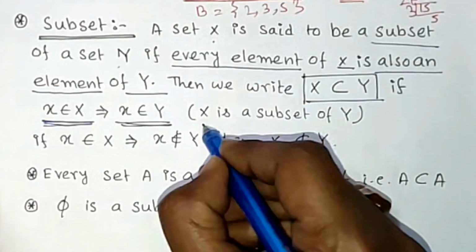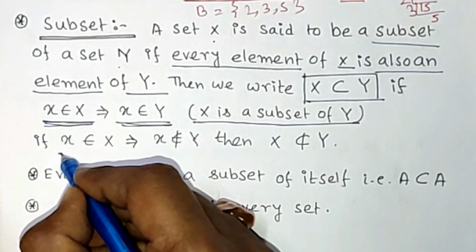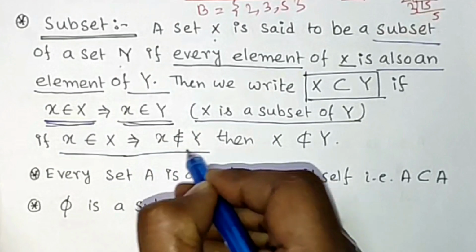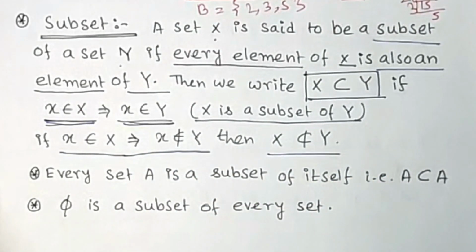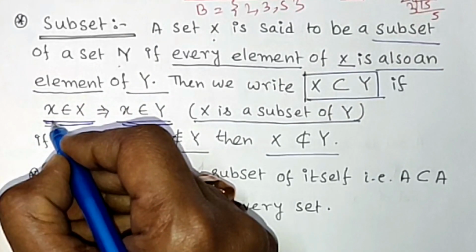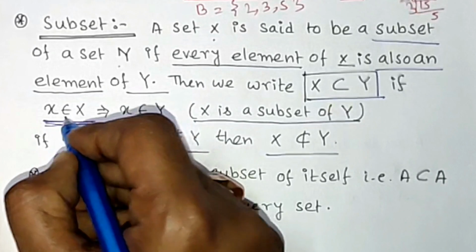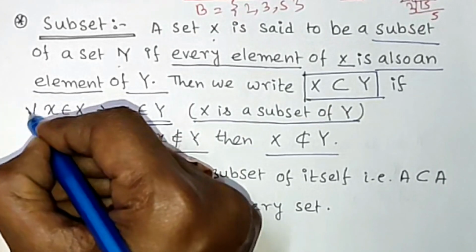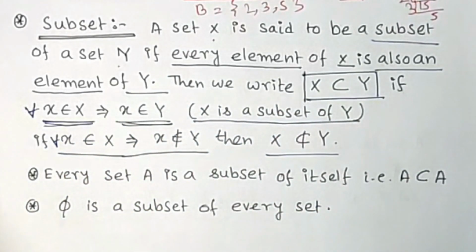Then X is a subset of Y. If x belongs to X implies x does not belong to Y, then X is not a subset of Y. This x is not a particular element of X. This should be for all x, and here also this is for all x.